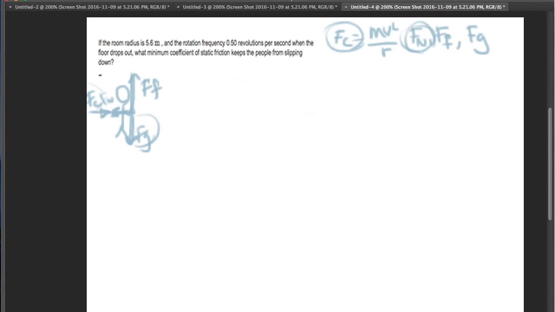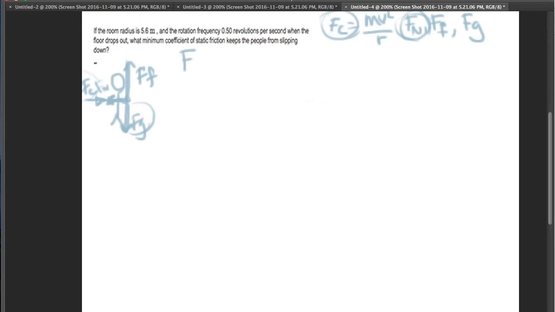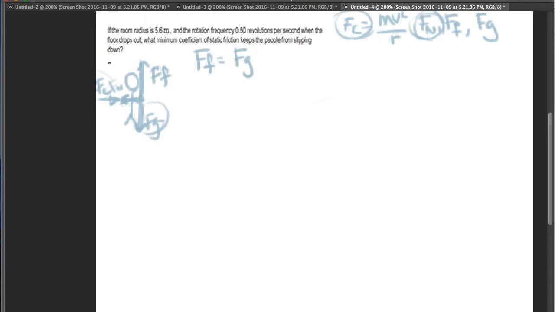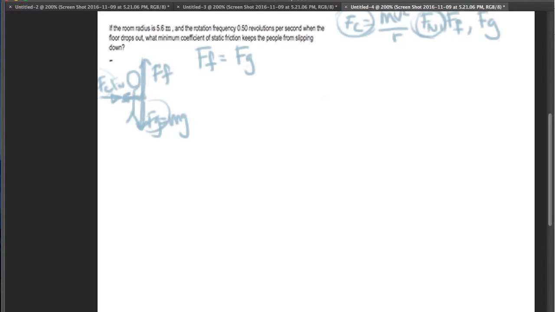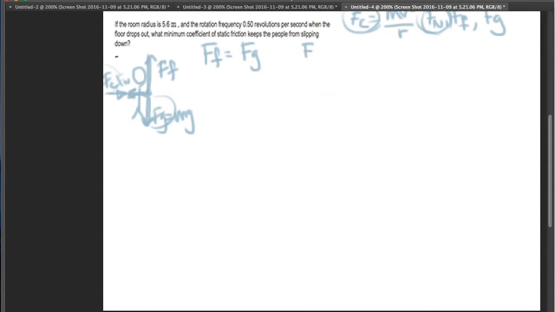We'll first take the sum of the forces in y. So we can say that F of f, the force of friction, is equal to the force of gravity. We know that the force of gravity is equal to the mass times gravity. And the force of friction is equal to mu, the coefficient of static friction, which is what we're finding, times F of N, the normal force. So we can set these together so that mu F of N is equal to mg. This is our first equation.